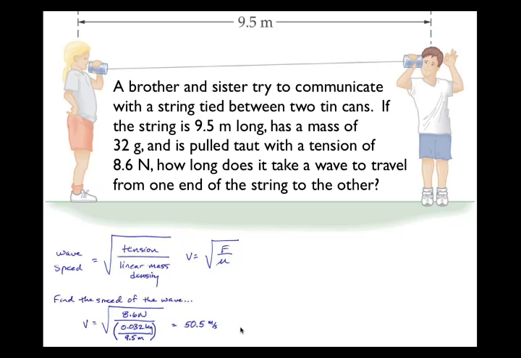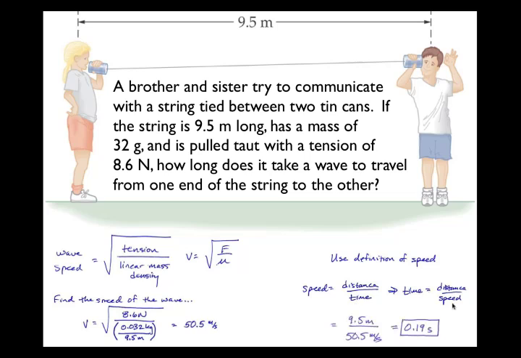Now you go back to what you know from Physics 1. If something is traveling 50.5 meters per second, how long does it take it to travel 9.5 meters? Well, if speed is, by definition, distance per time, time is distance over speed, you plug in the 9.5 meters and the 50.5 meters per second, and you get just under 0.2 of a second, 0.19 seconds.